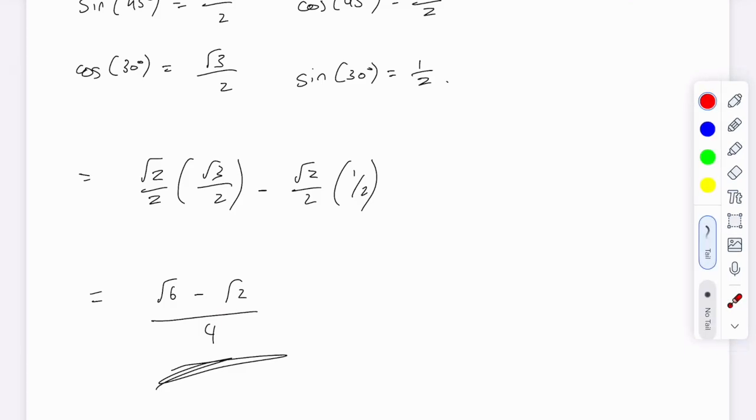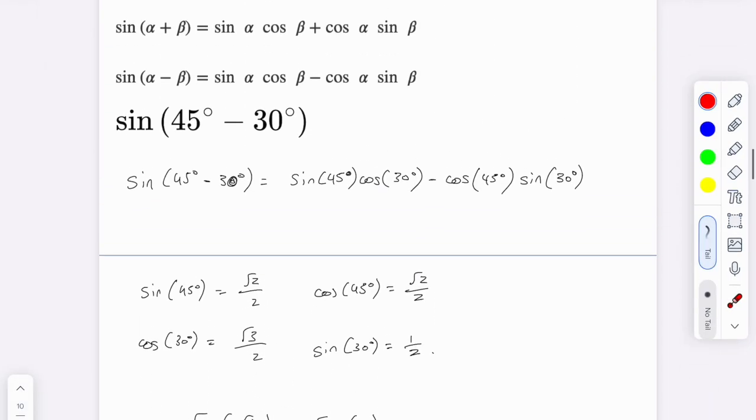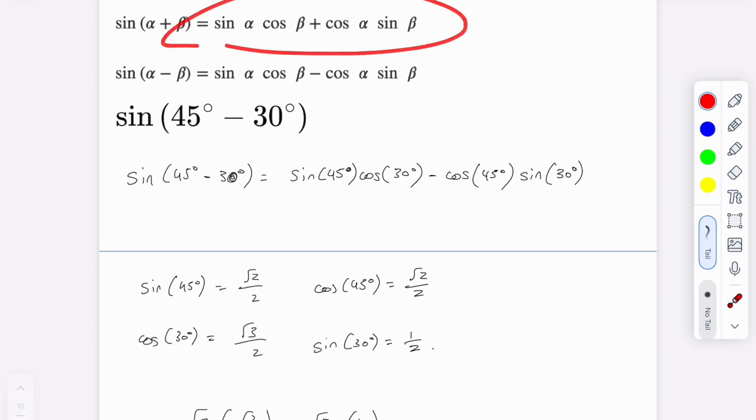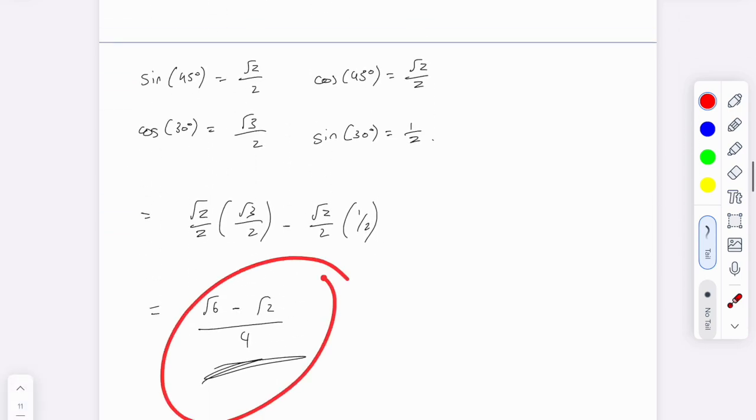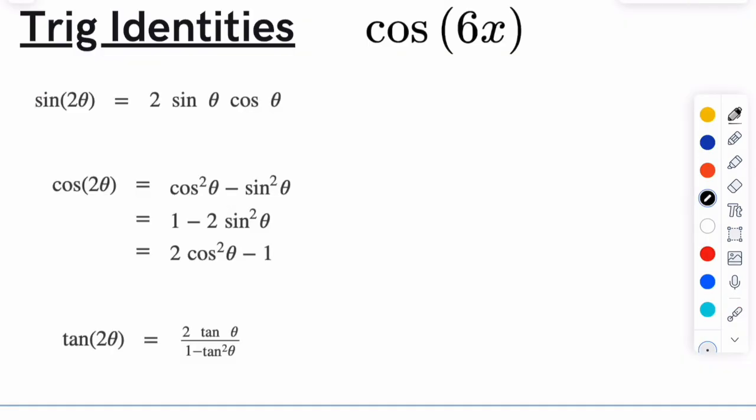Again, just an illustration, but it's important to realize how this kind of works and how you go about doing this. It's simply a case of plugging in what we need, simplifying, and getting the answer. Alright guys, now another very important key set of trigonometric identities that you'll come across are these.